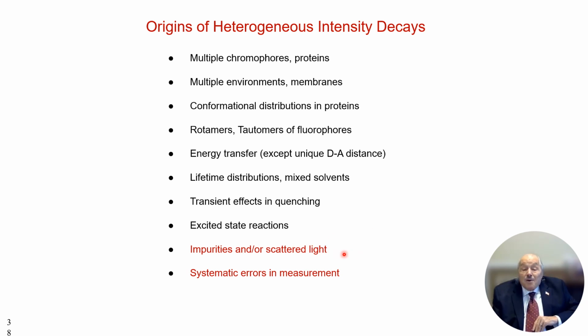The most common cause for a multi-exponential decay, in my opinion, is either impurities in the sample, scattered light, or systematic errors in the measurements. So before you go crazy looking for some small component, make sure your data is good. And one of the things I always think is, if it's a very minor component in the decay, ignore it, go do your next experiment, because if it's real, it's going to show up the next time rather than chasing after it.